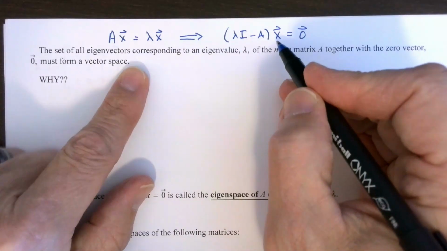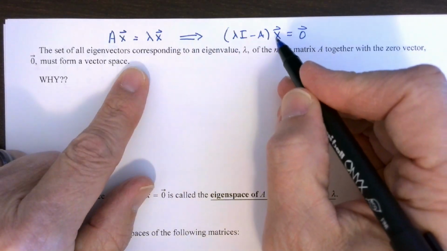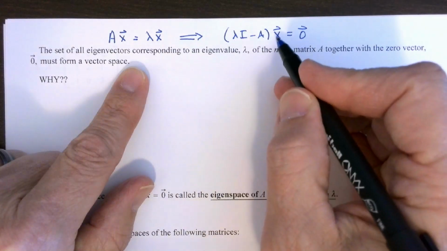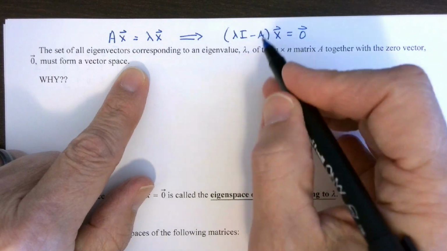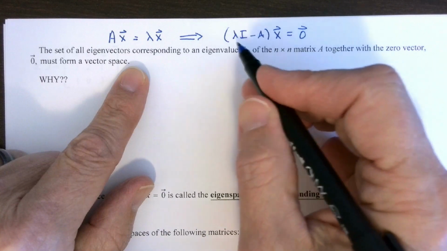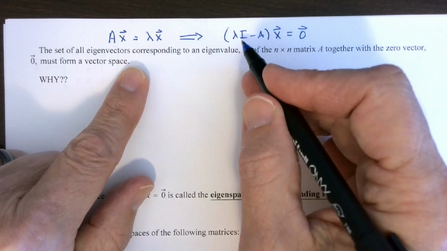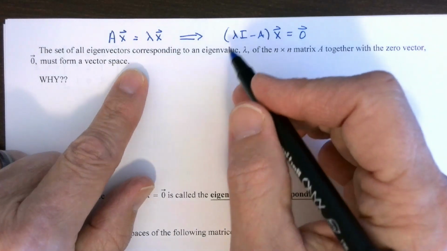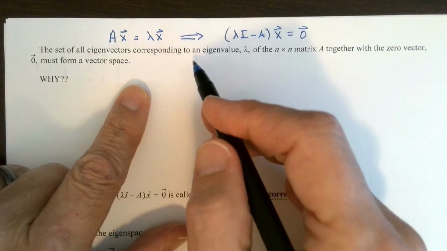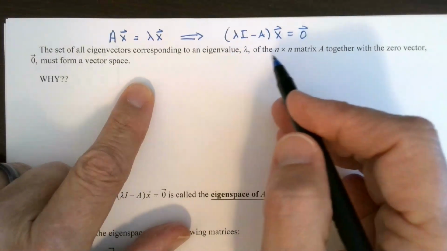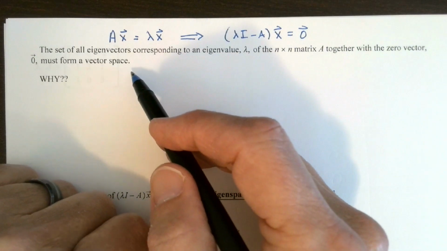Obviously, if x were 0, then this equation would be true regardless of the value of A or lambda, and any value of A or lambda would work. And so we're looking for the non-trivial solutions, which for the eigenvalues then require this matrix, lambda I minus A, to be singular, and we found the eigenvalues by setting the determinant of this matrix equal to 0 and solving for lambda. Now, the set of all the eigenvectors corresponding to a given eigenvalue lambda, together with the 0 vector, must form a vector space.